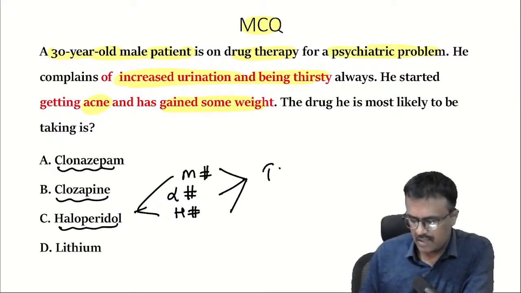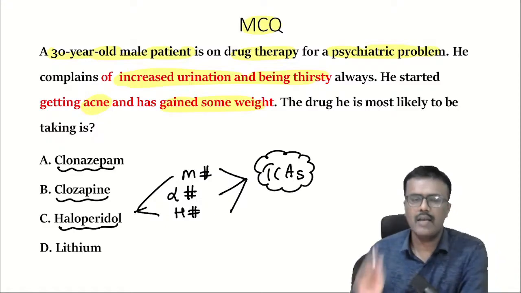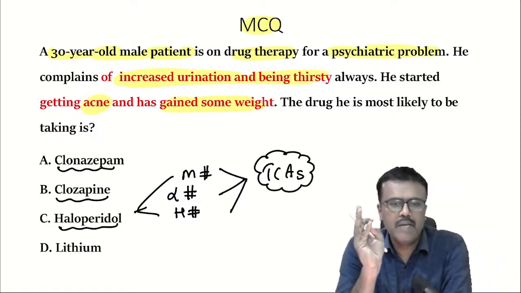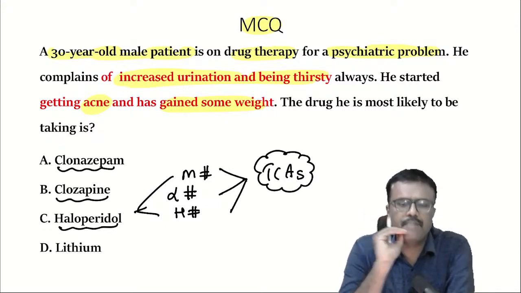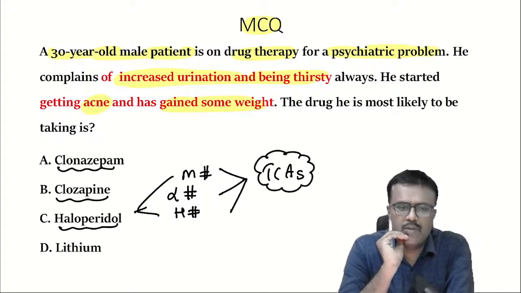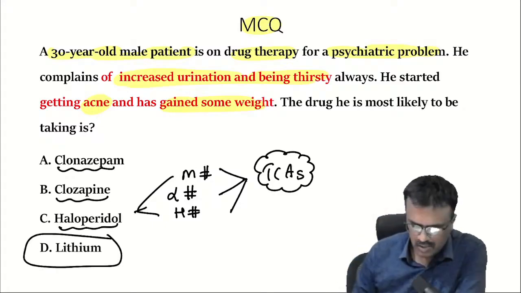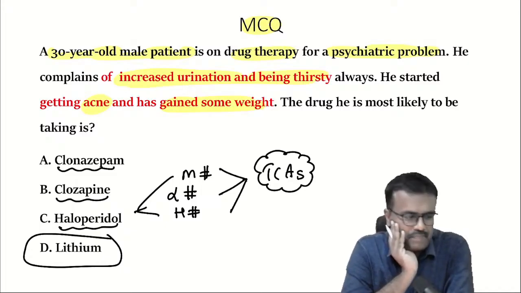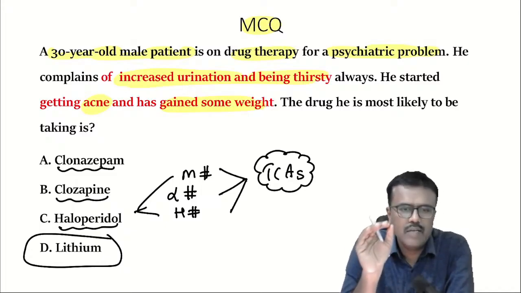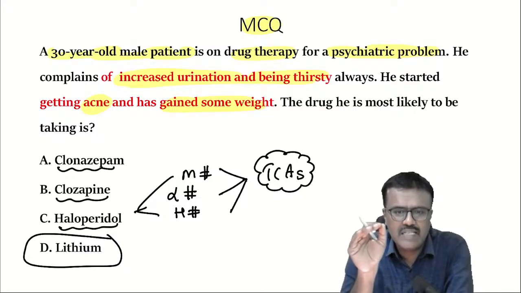They are TCAs. TCAs are tricyclic antidepressants: imipramine, desipramine, amitriptyline, nortriptyline, doxepin. Now, what is the drug? Polyuria and thirst, acne. It is lithium. So here it is lithium-induced diabetes insipidus.